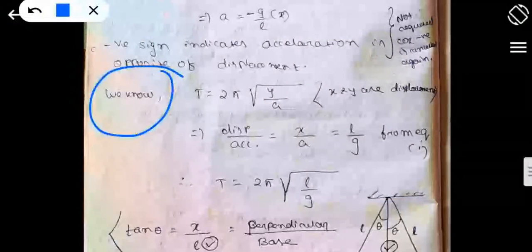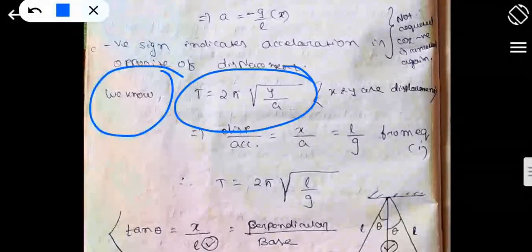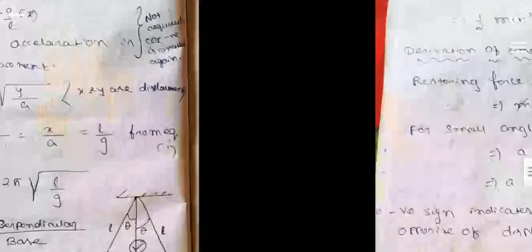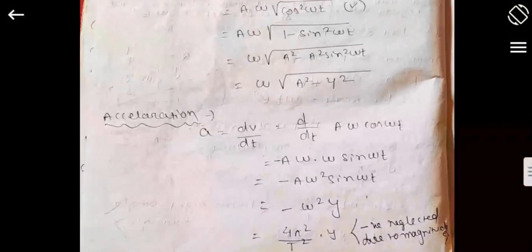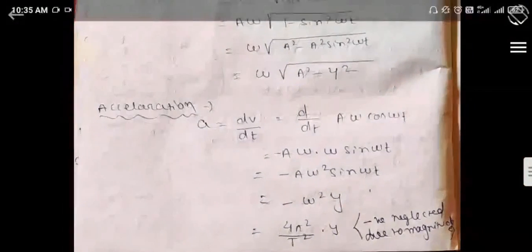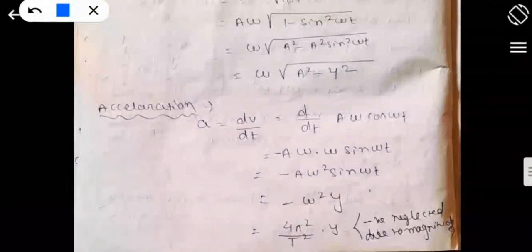Now we know the formula of the time period, that is 2 pi into root over y by a. This is the formula for the time period. How can we find this? Let us see here clearly. That is for the acceleration concept. Here you can see another derivation for the acceleration. This is for the 2 mark. Let us see clearly what is happening here.